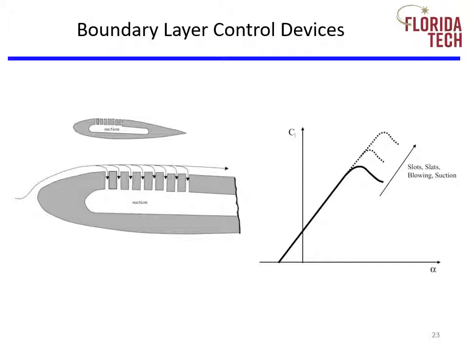The purpose of upper surface suction is to draw the low energy flow near the surface out of the flow, leaving only the high energy flow in the boundary layer. This is accomplished by drilling thousands of tiny holes in the surface of the wing and applying some sort of suction. Again, this has the effect of delaying separation and increasing the maximum lift coefficient and stall angle of attack.